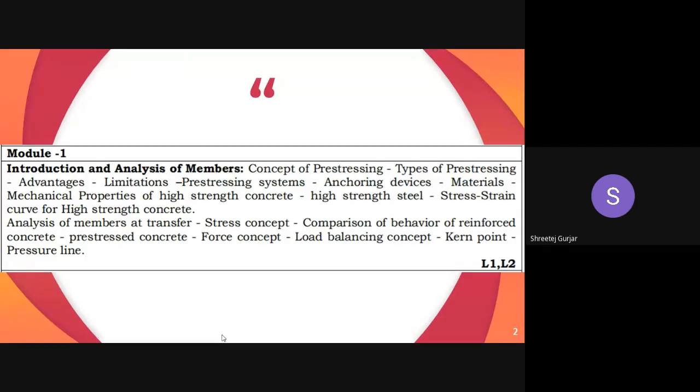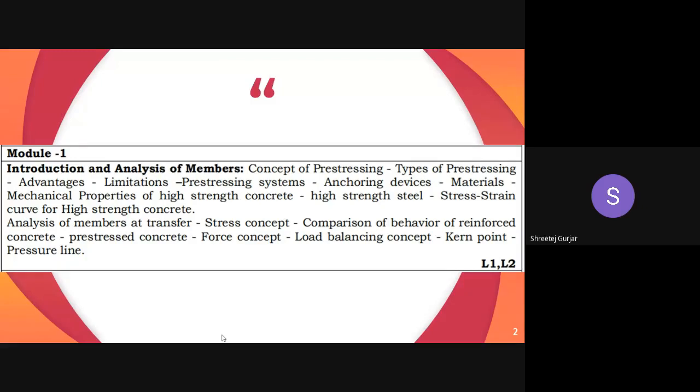We will learn how to analyze the members. We know how to analyze your RCC elements. Similarly, we will learn how to analyze your PSC elements. Analyzing PSC is a bit different. We have parts wherein we do analysis of members at transfer. We have to do analysis of members two to three times, before transfer of stress and after transfer of stress. Two times or three times we have to study.